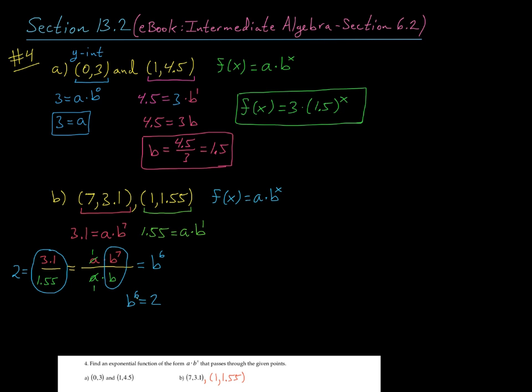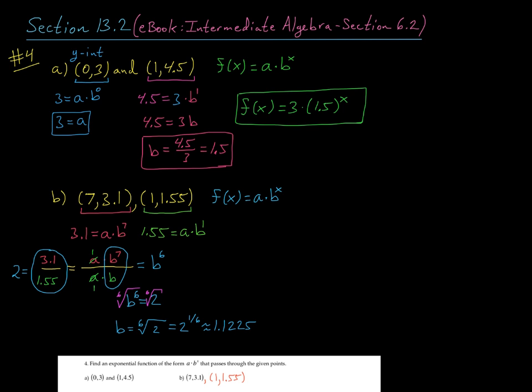So now to get b alone, I want to undo this raising to the 6th power. To undo that, we go ahead and take a 6th root, or equivalently raise both sides to the 1/6 power. So here our b value is the 6th root of 2, which is the same thing as just 2 to the 1/6 power. If you go ahead and use your calculator, you get about 1.1225, roughly. Okay, so that gives us the base b, which is nice.